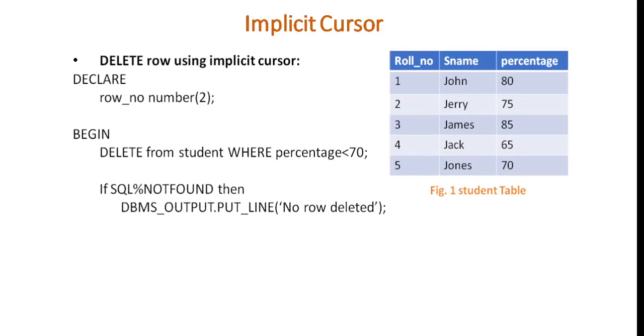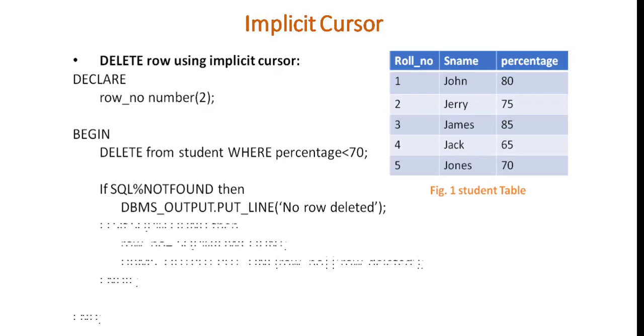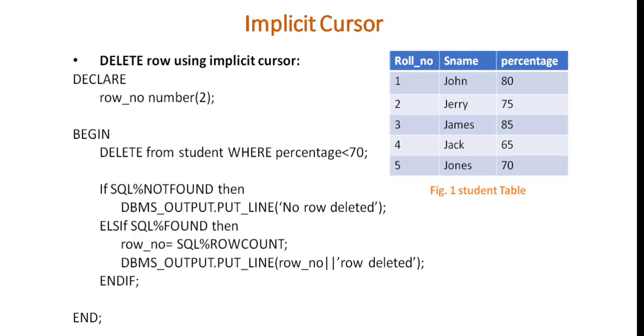Here again I am checking whether rows are affected by that cursor or not by using the syntax: if SQL%NOTFOUND returns a true value, it means that no rows are deleted by the cursor. Else if SQL%FOUND returns a true value, it means that rows are deleted by the cursor. Then we are fetching that row count into the row number variable: row number equals SQL%ROWCOUNT.